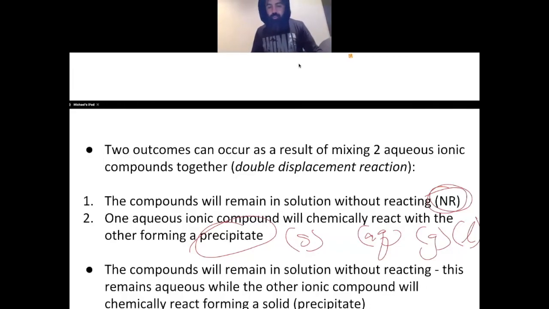The other compound will remain in solution without reacting. This remains aqueous, while the one ionic compound will actually chemically react. Understand that one thing is going to chemically react to form this precipitate. You're not going to have two types of precipitates. You're only going to see either one precipitating or none of the products precipitating. But that's what you are going to predict using the solubility guidelines.